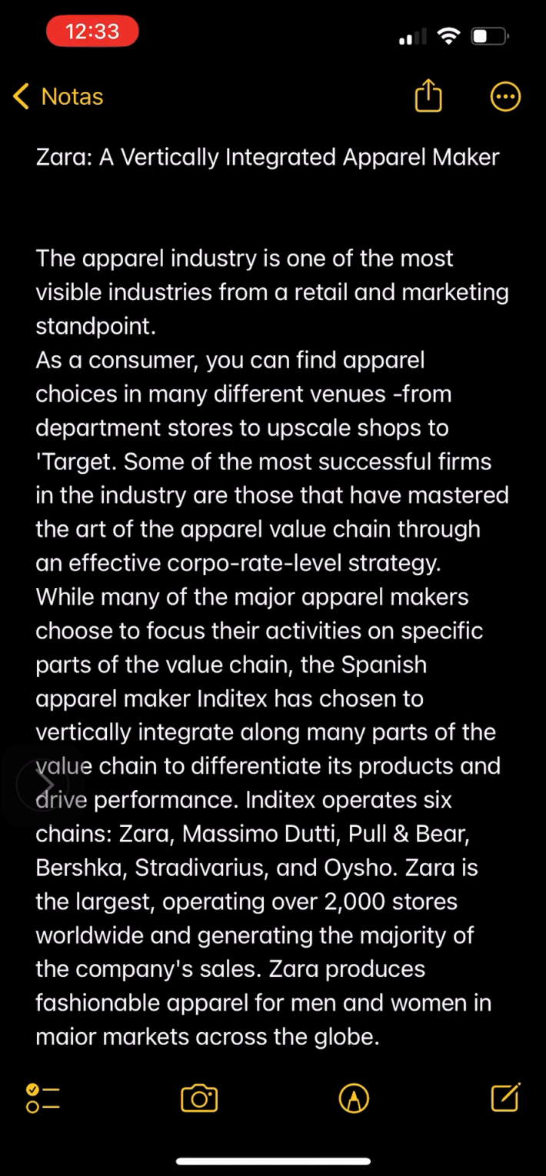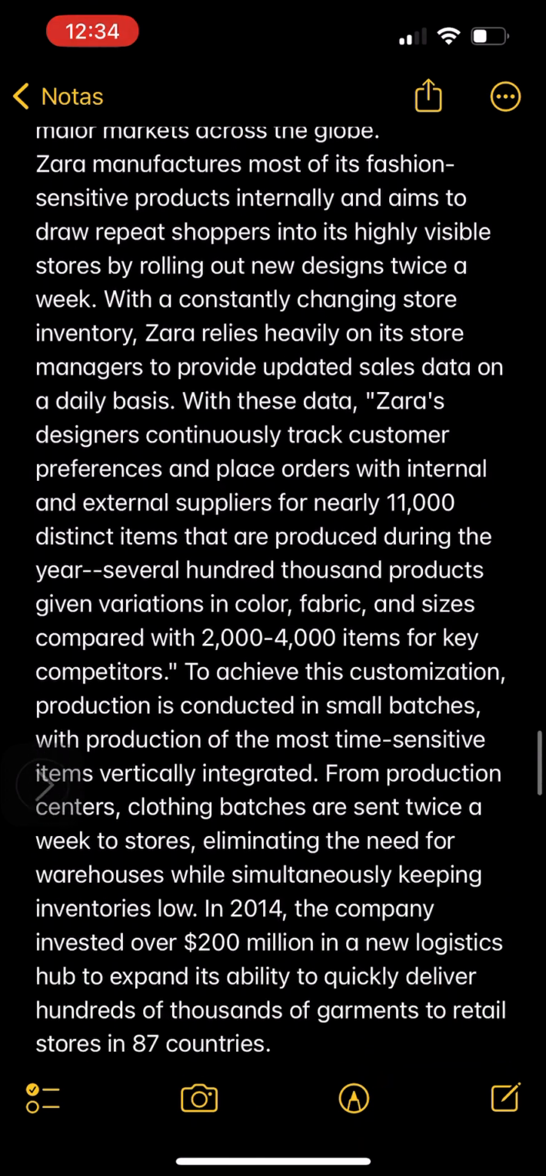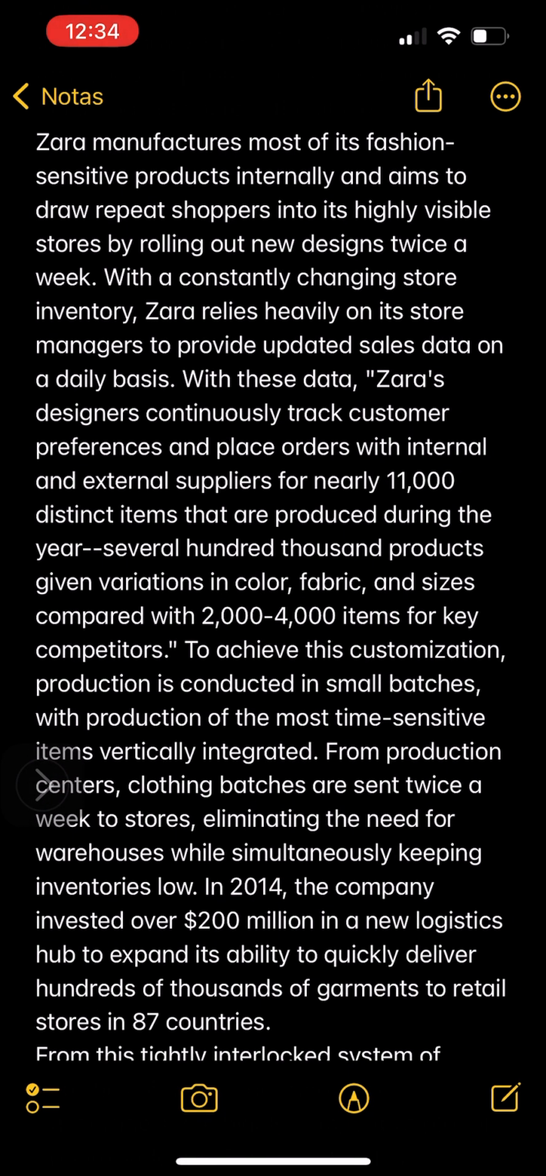Zara is the largest, operating over 2,000 stores worldwide and generating the majority of the company's sales. Zara produces fashionable apparel for men and women in major markets across the globe. Zara manufactures most of its fashion-sensitive products internally and aims to draw repeat shoppers into its highly visible stores by rolling out new designs twice a week.